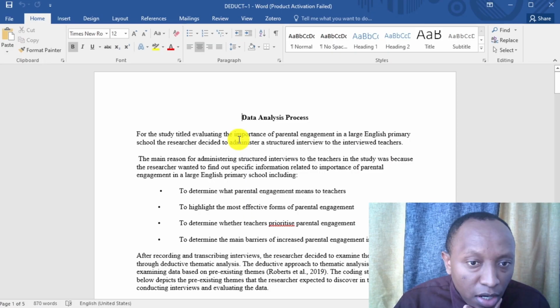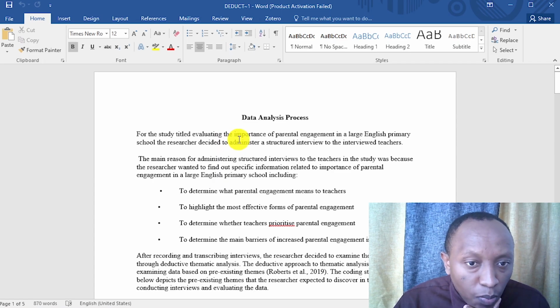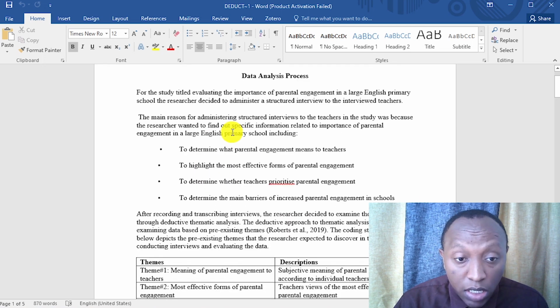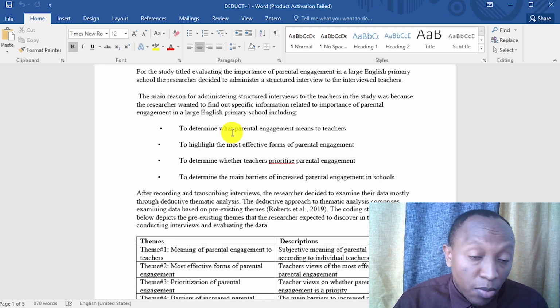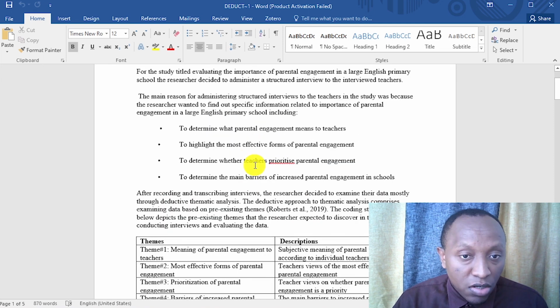So let's go to the final step of deductive thematic analysis, which is reporting the findings. So here I have the report, which I've taken time to write. And again, I'm going to attach this and provide this for free for those who want to read and probably imitate this report when doing the deductive thematic analysis.